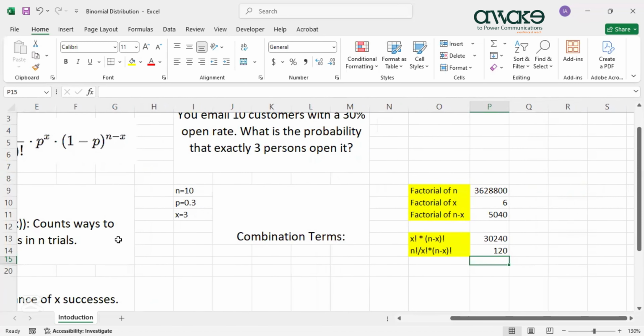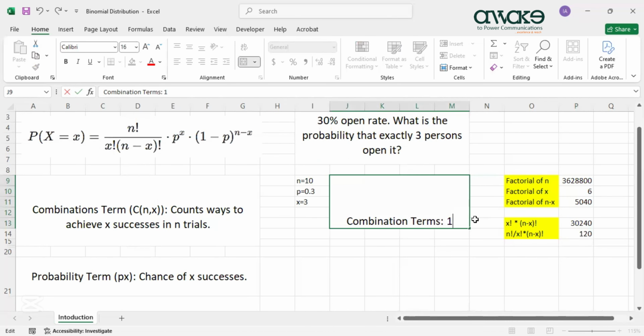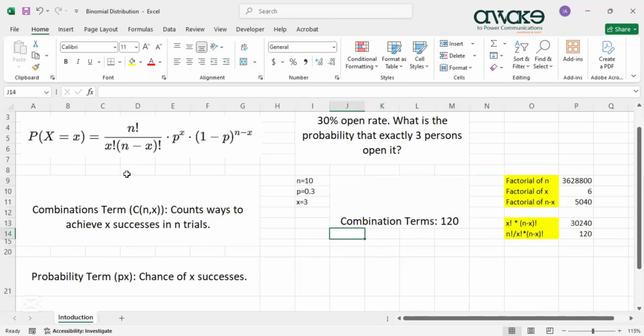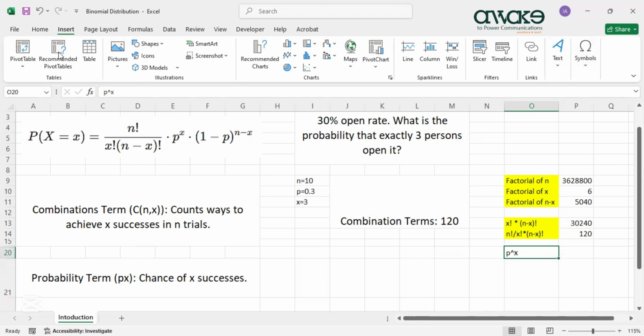All right. So our combination term here, this section that counts ways to achieve x successes in n trials, will be equal to, say, 120. I've basically gotten that combination term. Now we know that our probability here is 0.3. So we are doing the probability of 0.3 to the power of x, isn't it? Our probability to the power of x, which is our number of successes.